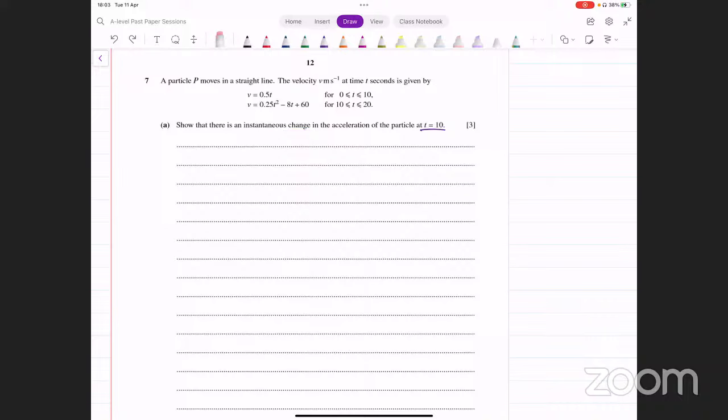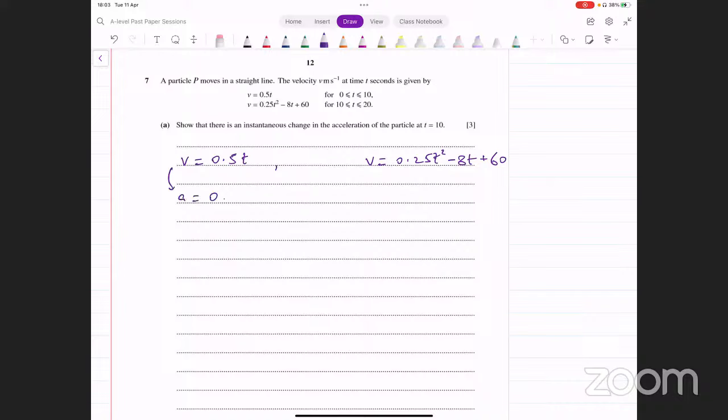Okay. Now, how do you do that? You have velocity equations given. The first velocity equation is 0.5 times t, and the second one is 0.25 t squared minus 8t plus 60. Velocity से acceleration पे आप कैसे जाते हैं? आप differentiate करते हैं, derivative find करते हैं, ठीक है? So that's what we do here. इसको differentiate कर लें, उससे आपके पास acceleration आ जाएगी.